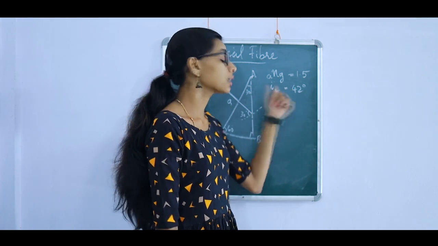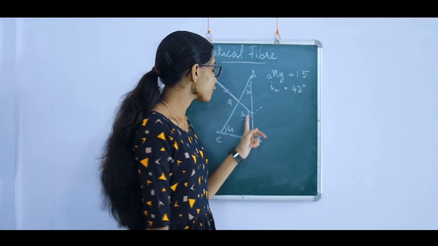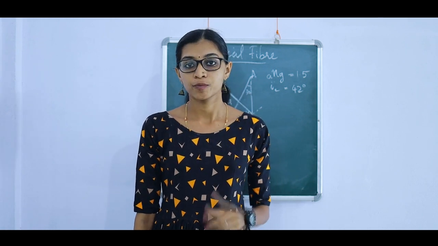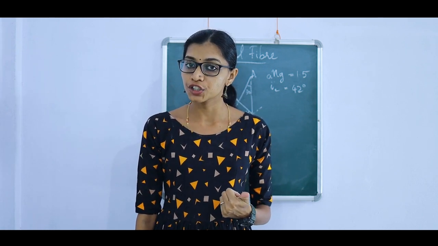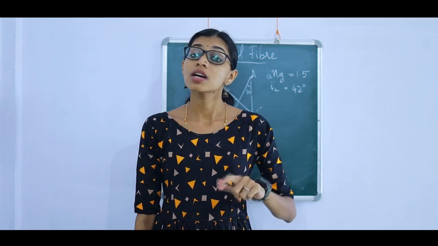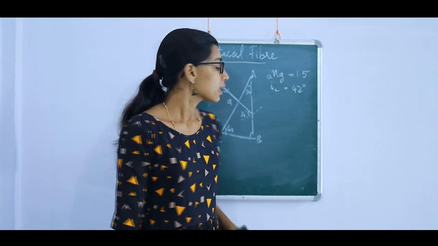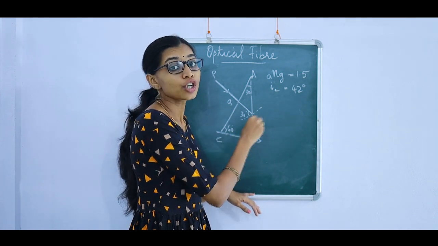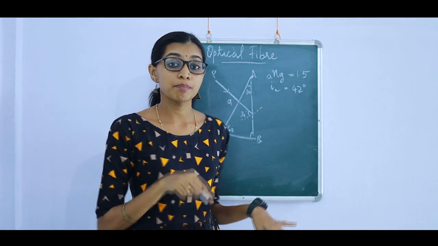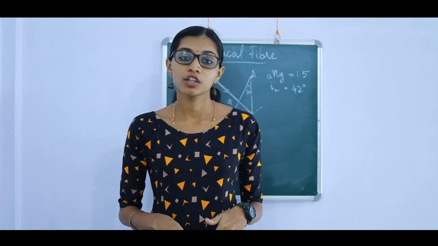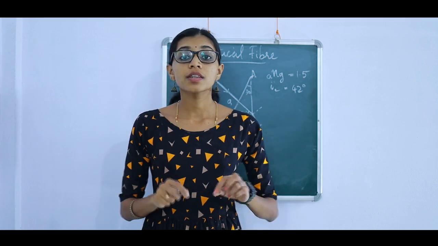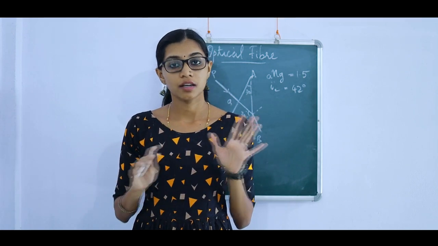Now critical angle is 42 degree. The angle of incidence is 30 degree. So it's less than critical angle. So will it undergo total internal reflection? No. It will undergo refraction. And now it is from a denser glass to air, denser medium to rarer medium. So it will bend away from the normal. So it will go like this. So this is how the path is followed.